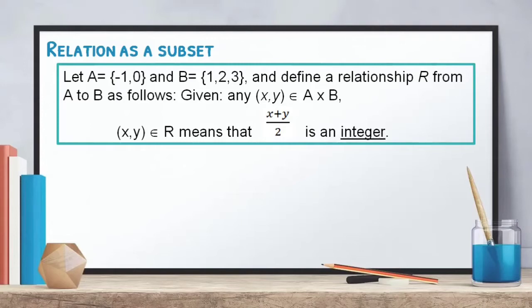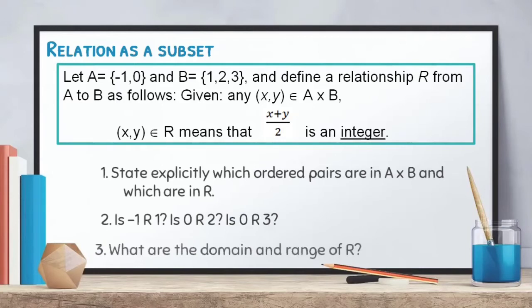So our (x, y) element of R means that we have to perform these formulas. So that is the sum of your x plus y divided by 2. If the answer is an integer, then we can say that it is a relation. So now we have here three guiding questions to answer this problem. So number one, we're going to state explicitly which ordered pairs are in A cross B and which are in R. So meaning we're going to identify the elements of our A cross B as elements of our R.